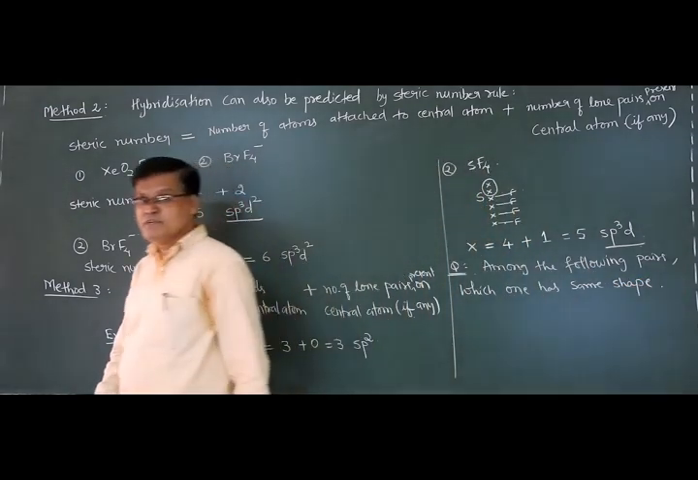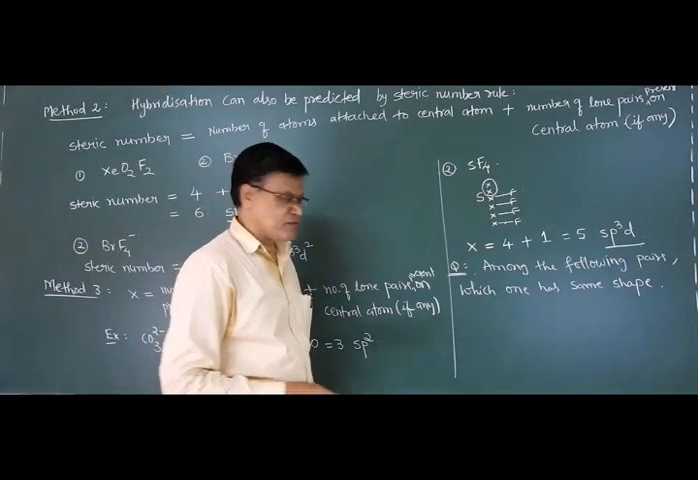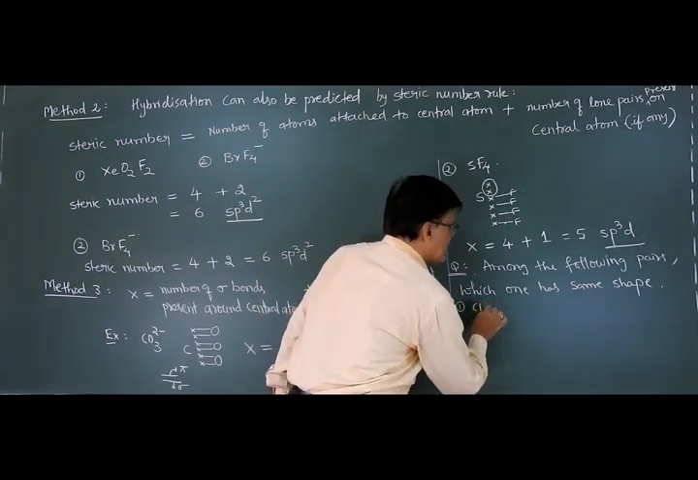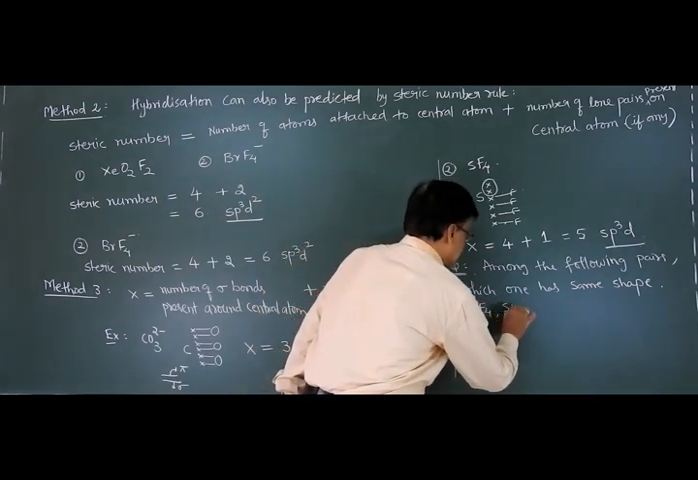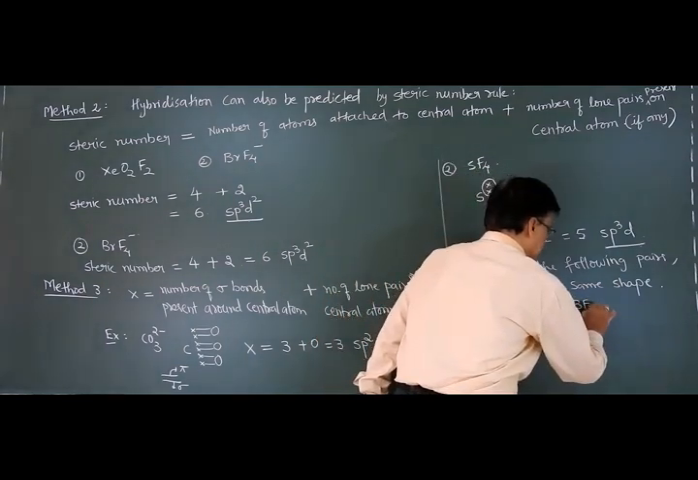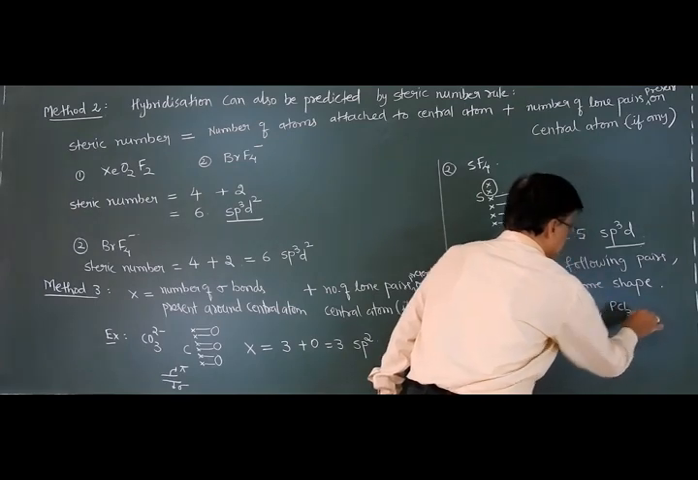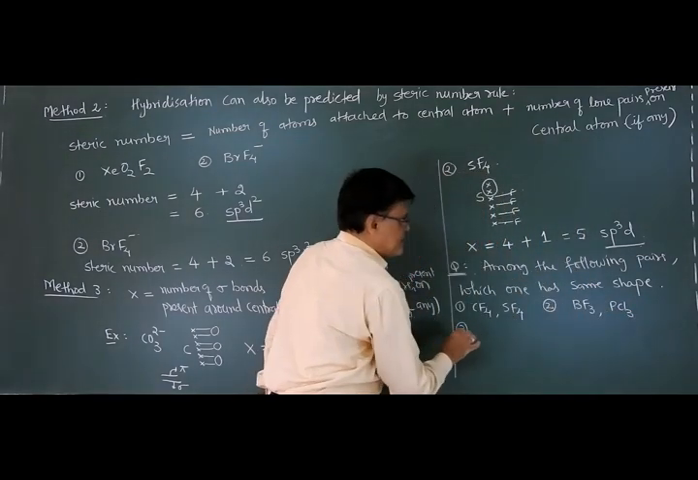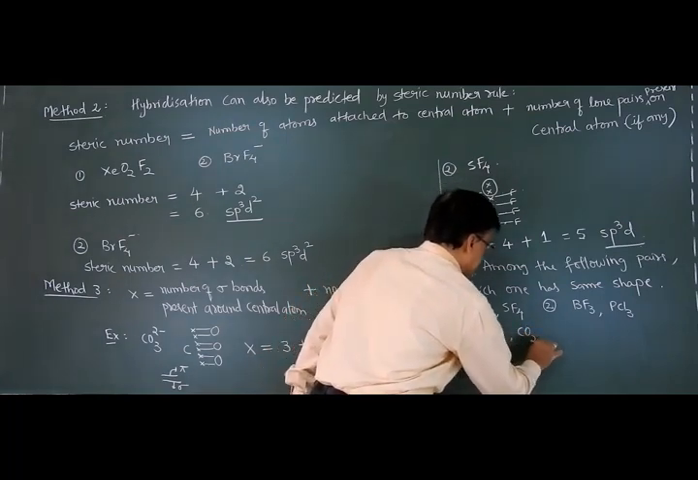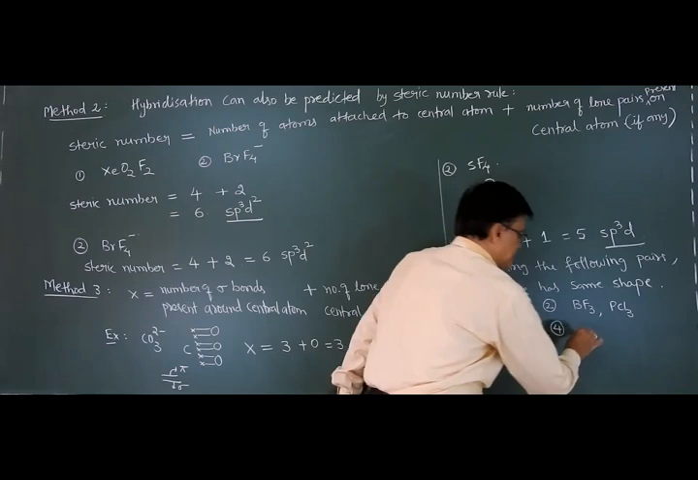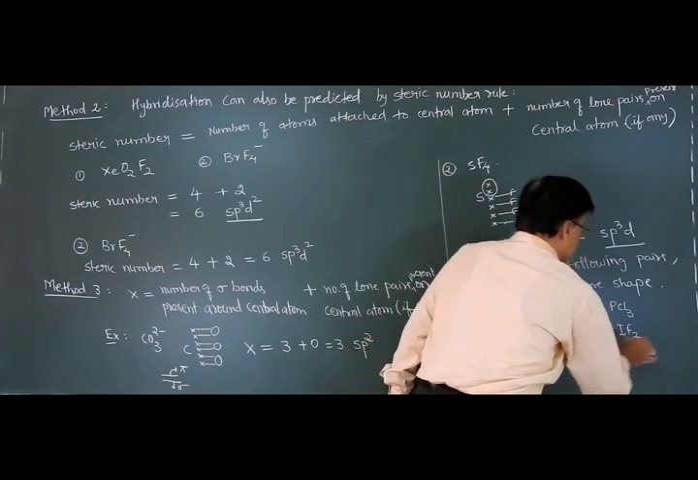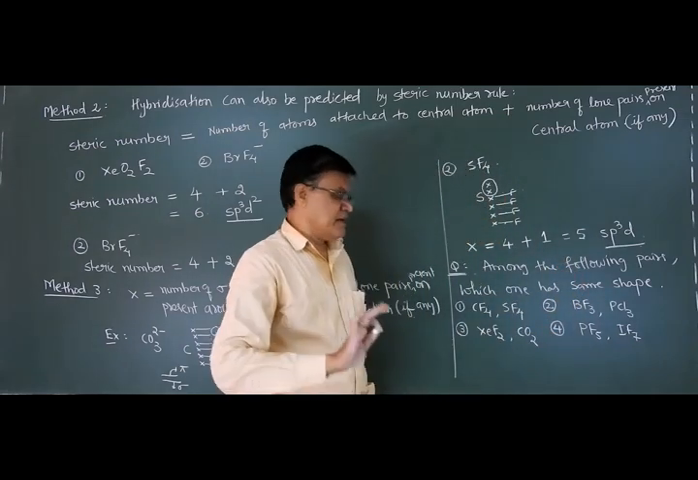Which one has same shape? Now write down the options, students. First option CF4, SF4. Second option BF3, PCl3. Third option xenon difluoride, carbon dioxide. Fourth option PF5, IF7. Such questions will be asked in competitive exams.